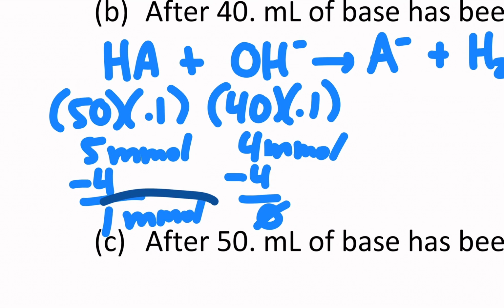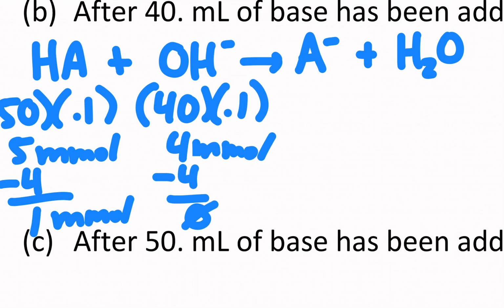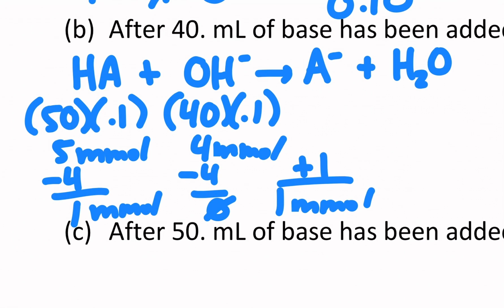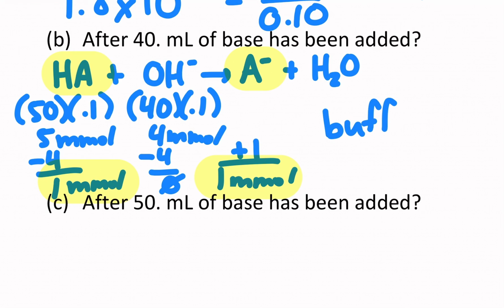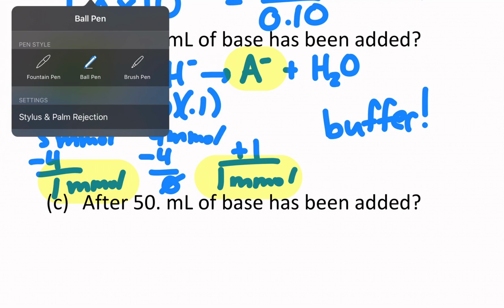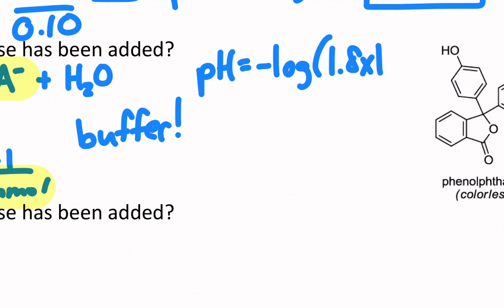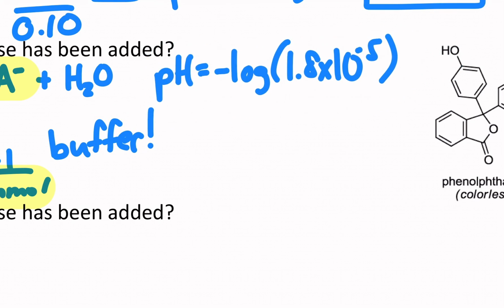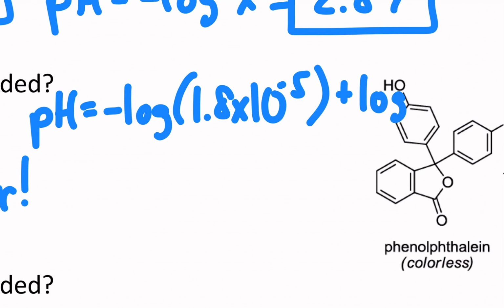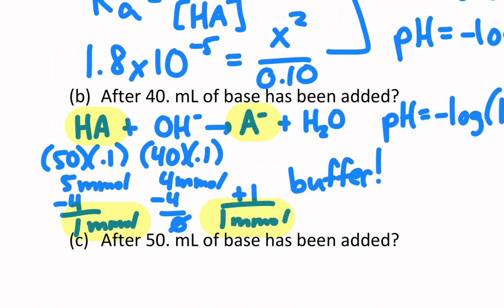So where are we? We have 1 millimole of HA. Well, wait a minute, we also made some amount of our conjugate base, didn't we? I gained 1 of the A minus. So we actually have some amount of HA and some amount of A minus, which means we are in a buffer. If you have an appreciable amount of each part of the conjugate pair, you get to go right to the buffer equation. So the buffer equation says the pH is the pKa, which is the negative log of 1.8 times 10 to the negative 5, plus the log of the ratio of the conjugate pair in moles or molarity. I'm going to use moles. How many moles of each thing do we have?